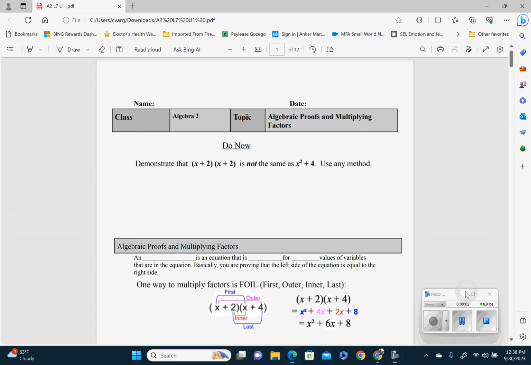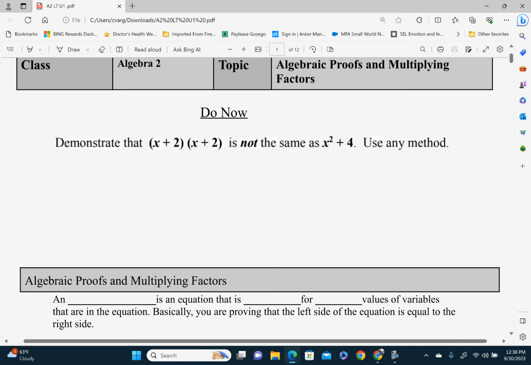So today is just practice on lesson 7, which is identity. Identity means that whatever you have on the left side of an equal sign is going to be equal to the right side. Okay, that's all that is.